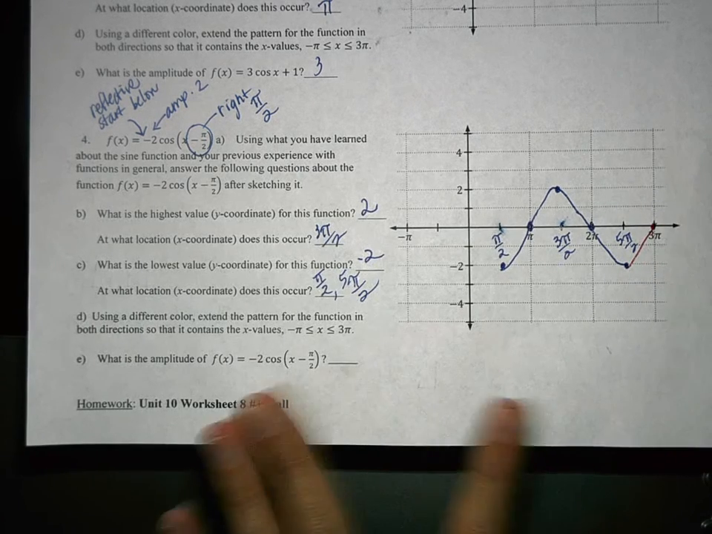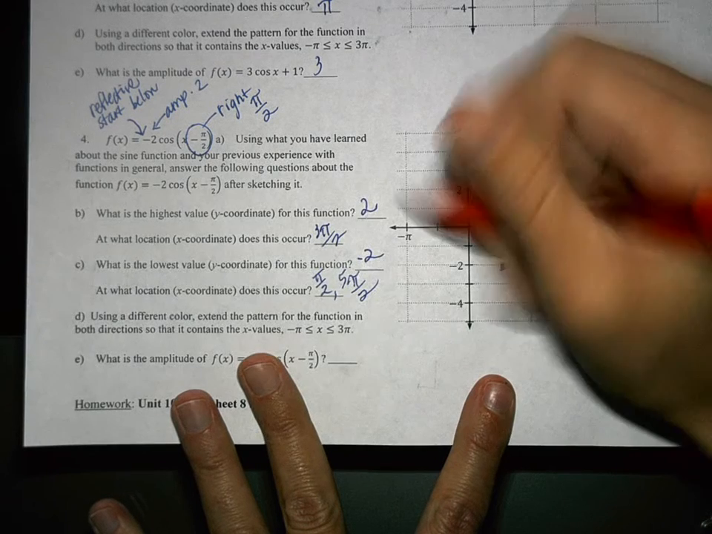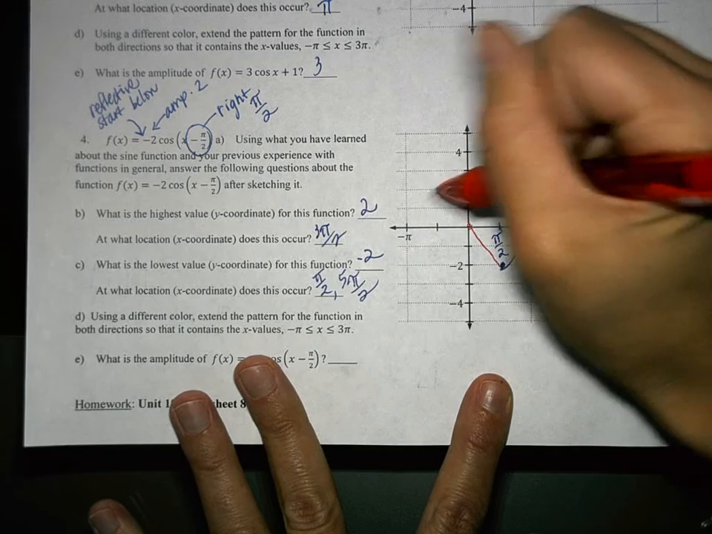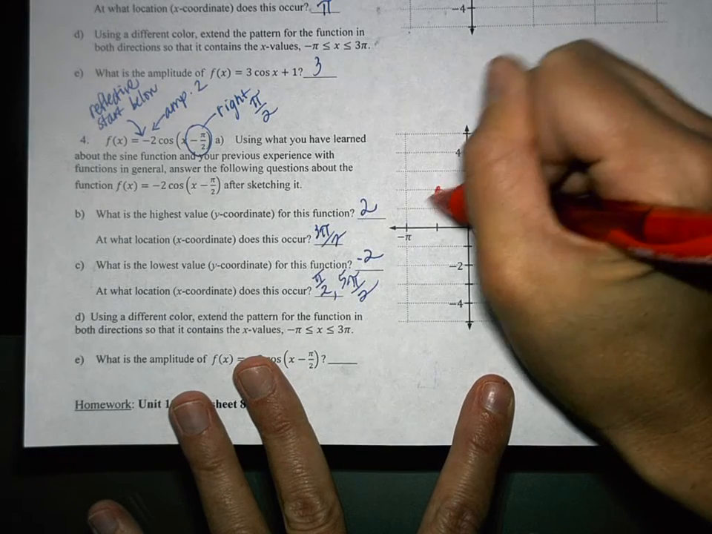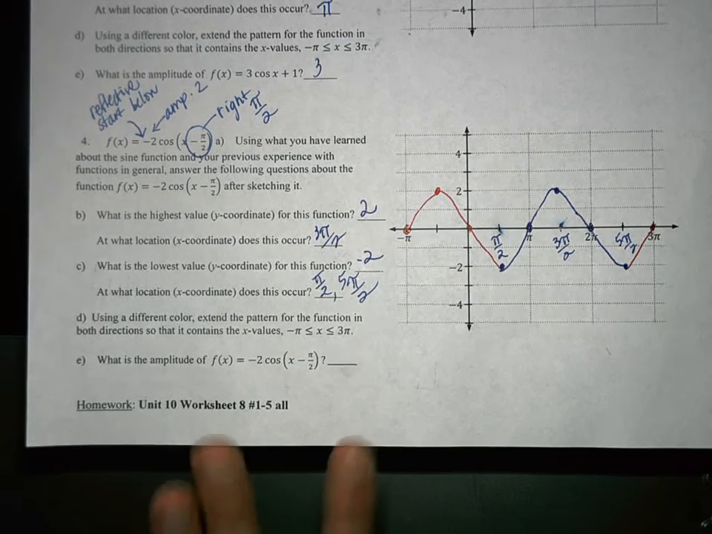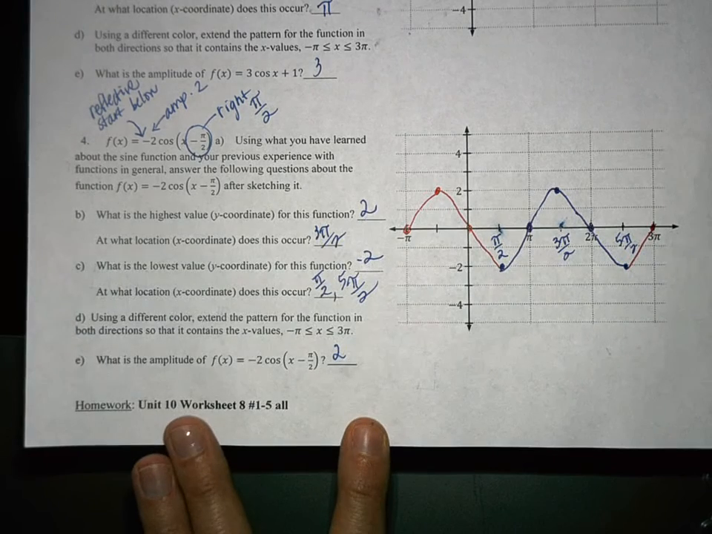Okay, and then at 0 over here, we're going to be where? 0. And then we're going to go where? Up to 2, and then we're going to go back to 0. Okay, and what's the amplitude? 2. Okay, any questions about anything that we've talked about today?